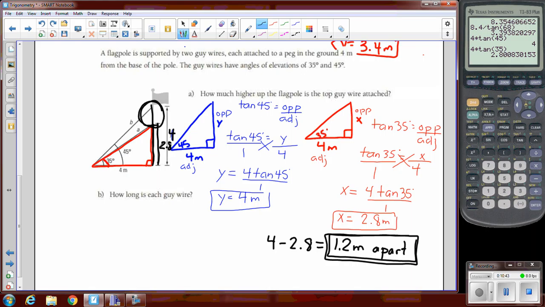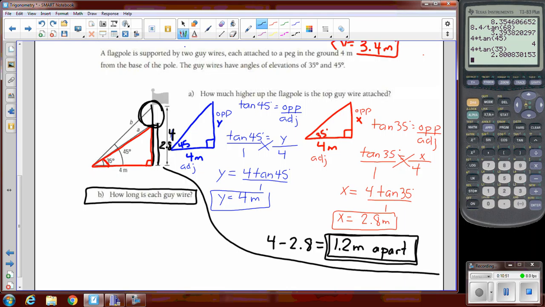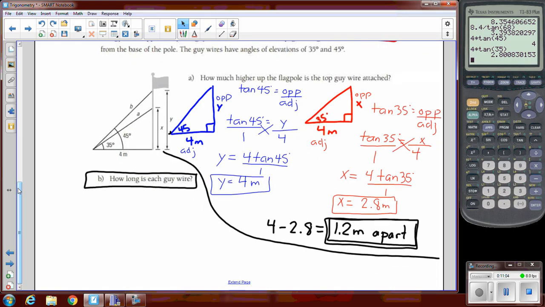But now the second part of this question is asking us something entirely different. And I'm just going to separate this work here so we don't get confused. Saying how long is each guy wire? So these guy wires are actually attached, and we just don't know the length of them. We could go and use Pythagoras because we have the x and the y value. I'm going to use trig because it is our trig unit.